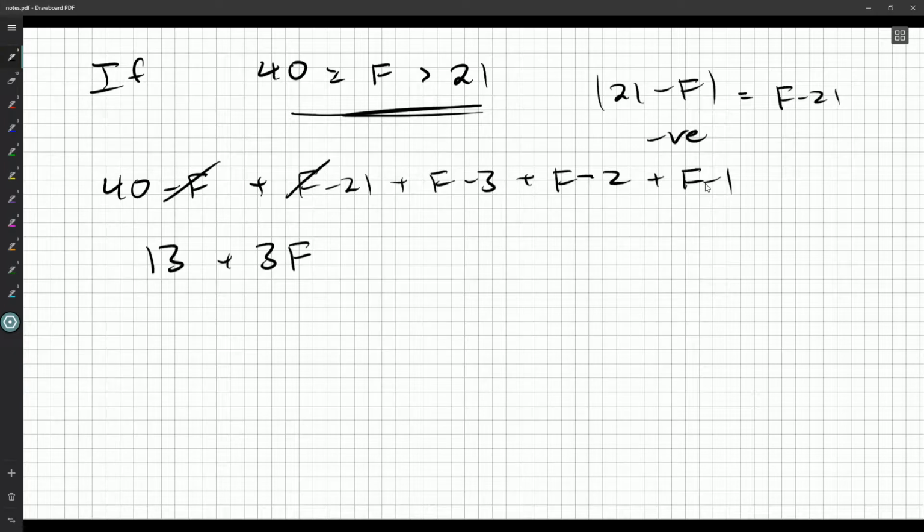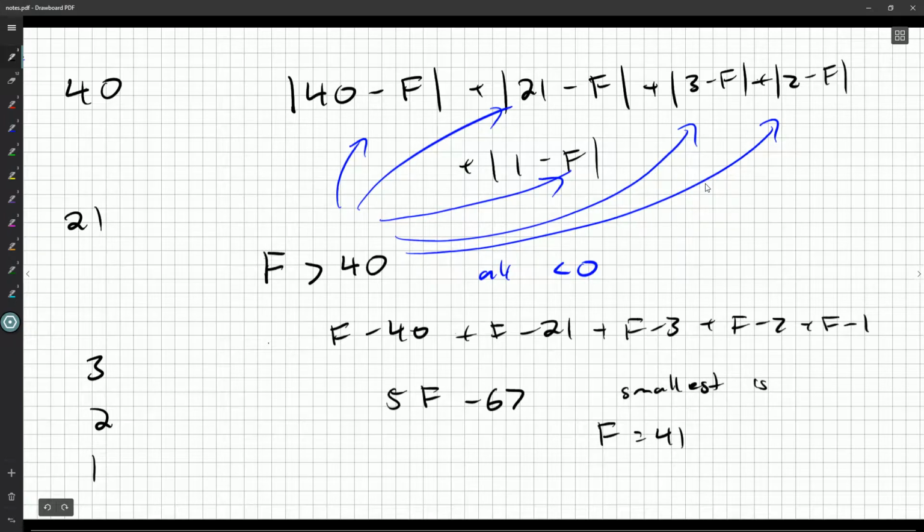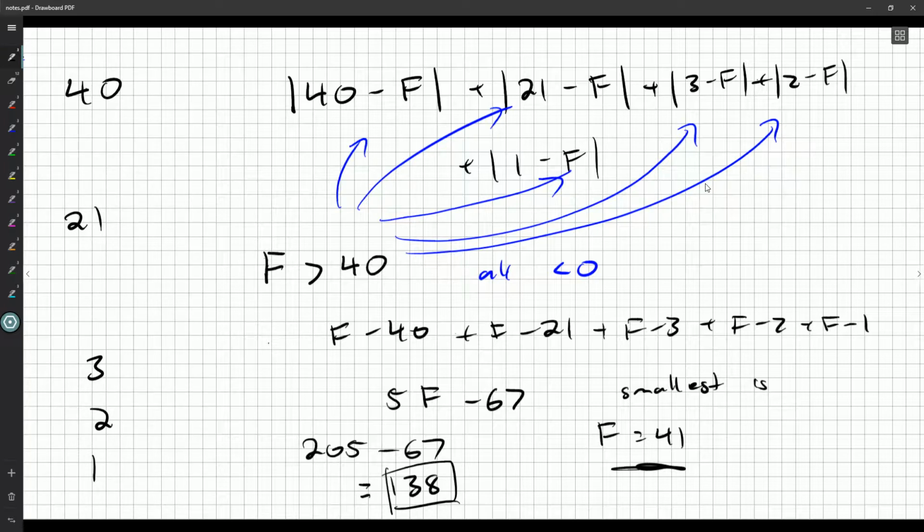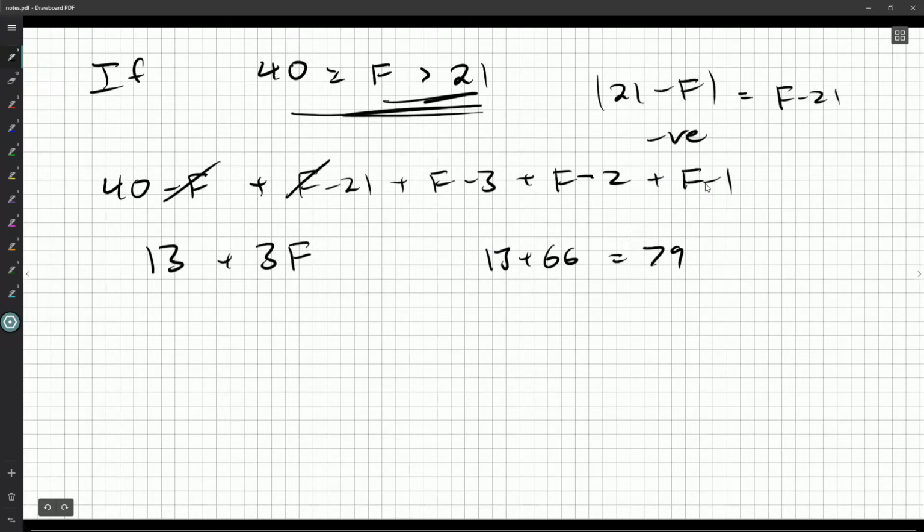Okay, well, what's the smallest that can be and still have f be bigger than 21? F would be 22. And so the number of floors that they go up would be 13 plus 66, or 79. Actually, I never worked this one out. 5 times, so that'd be 205 minus 67, and that's going to be 138. 138 floors between all of them just to get up to 41? Nah, that's not going to work for us. 79 is better. That's still less floors for them to cover.